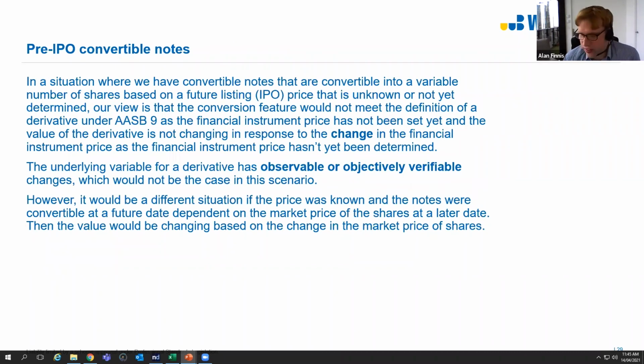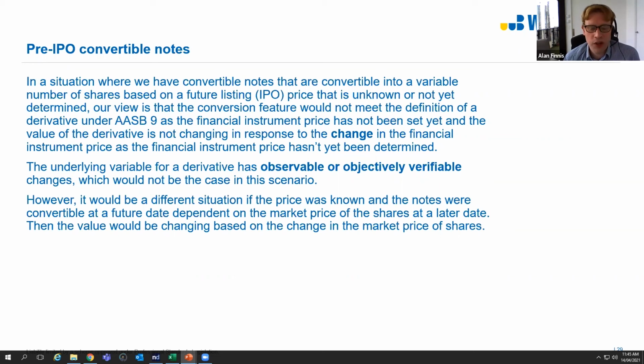Pre-IPO convertible notes, and this is a very interesting topic. We've come to a view on this that pre-IPO convertible notes do not have embedded derivatives if they're classified as a financial liability. This is really down to our view that these notes don't meet the definition of a derivative under AASB 13, as the financial instrument price has not been set and the value of the derivative is not changing in response to a change in the financial instrument price, as the financial instrument price has not yet been determined.